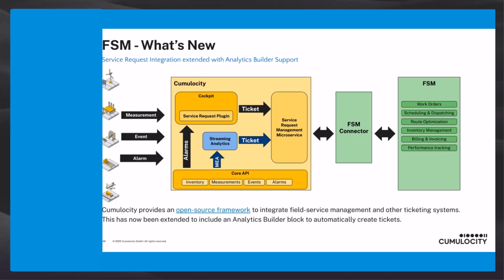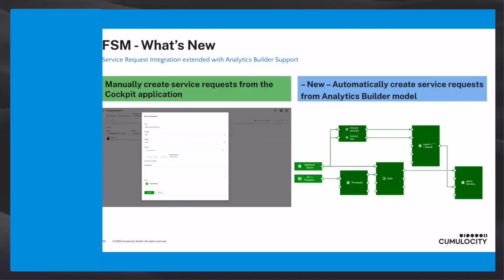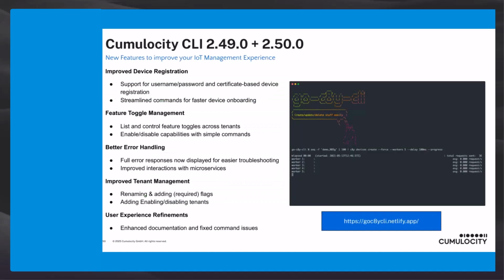The innovation in Q1 was actually that we introduced a new component as analytics builder blocks, which is now also available open source, and you can use that. So as I said, at first you could use a plugin in the cockpit where you can manually create the service request. And the new innovation is now that you can do that automatically using analytics builder. On an alarm or on some threshold values, you can automatically create a field service request using the analytics builder blocks. So this was the second innovation I wanted to highlight.